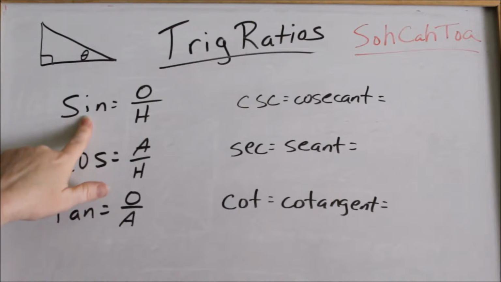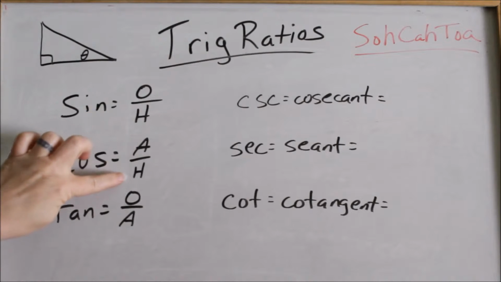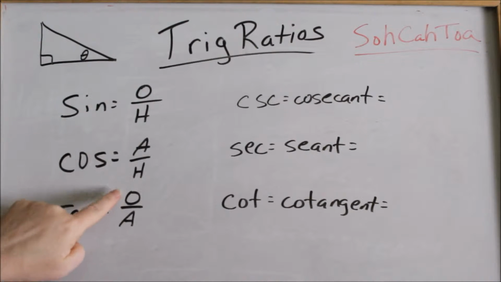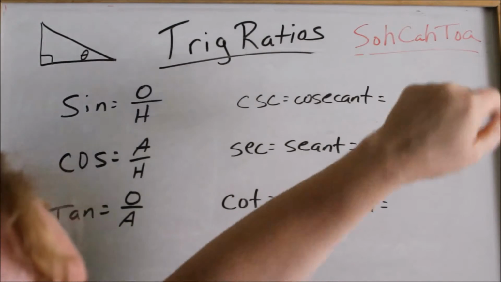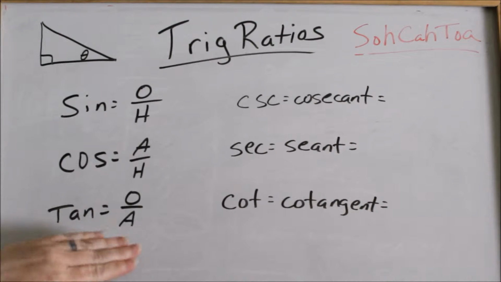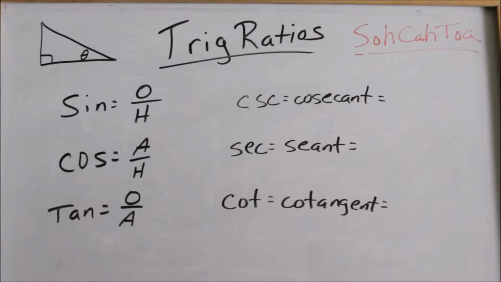So sine is opposite over hypotenuse, cosine is adjacent over hypotenuse, tangent is opposite over adjacent. And remember, we learned SOHCAHTOA as a way to remember that. So if you're making a formula sheet, you could write this on your formula sheet. Today we're going to learn reciprocals of these three trig ratios. There's a total of 6 trig ratios.